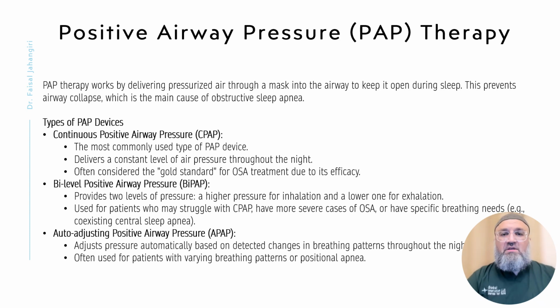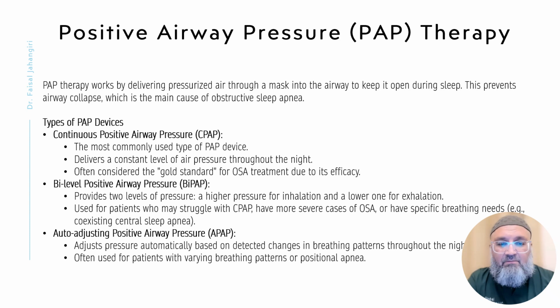So what's the difference? CPAP is continuous positive airway pressure, and it's the most commonly used type of PAP device. It delivers a constant level of air pressure throughout the night, and is often considered the gold standard for OSA treatment due to its efficiency. It's not recommended for mild cases, but mostly for severe or moderate to severe.